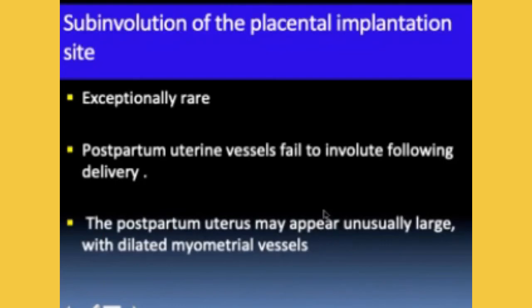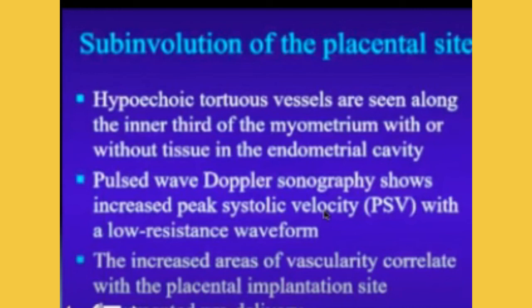Again, one of the most important differentials, though rare, is the sub-involution of the placental implantation site, where the postpartum uterine vessels fail to involute following the delivery, and we have large and dilated myometrial vessels in the postpartum uterus. So here we see hypoechoic tortuous vessels along the inner third of the myometrium, with or without tissue in the endometrial cavity. So the hallmark is that the endometrial cavity is empty, but we are seeing hypoechoic tortuous vessels along the inner third of the myometrium. When we put the pulsed Doppler, we see low resistance flow, and the increased area of vascularity correlates with the placental implantation site documented pre-delivery.